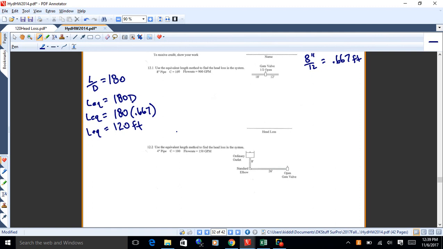So the equivalent length of the gate valve is 120 feet. So it has the same head loss as 120 feet of pipe. Okay? You all get to that okay? And then just add any other lengths of pipe and then find the head loss to that system.